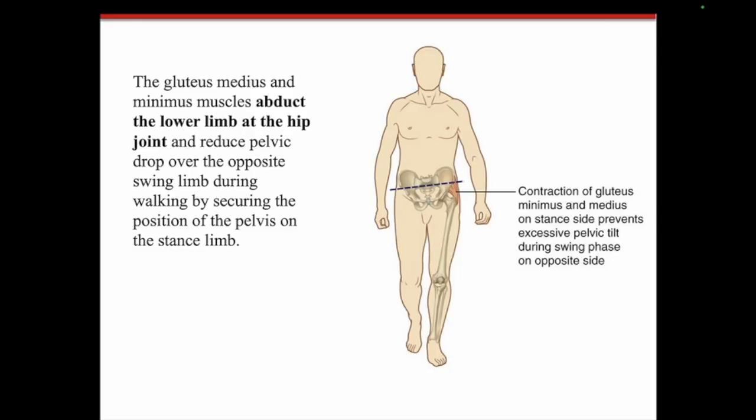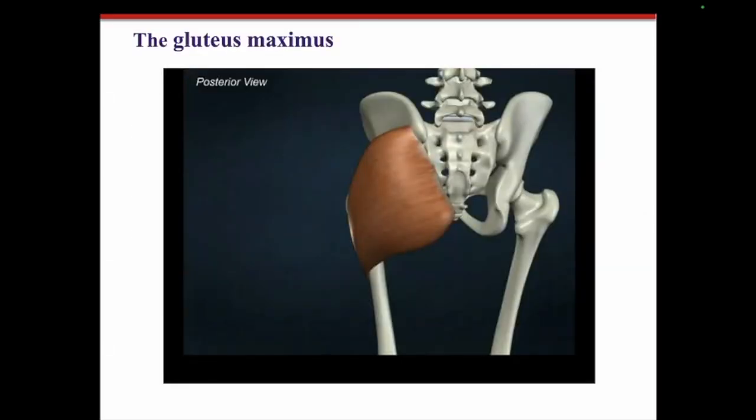So if, for example, you lift one foot off the floor, the tendency could be for the thigh to go in and the opposite thigh to go in, but you're forced to contract the medius and the minimus to keep the thigh out. Contracting the gluteus minimus and medius prevents excessive pelvic tilt. So they are abductors of the lower limb.